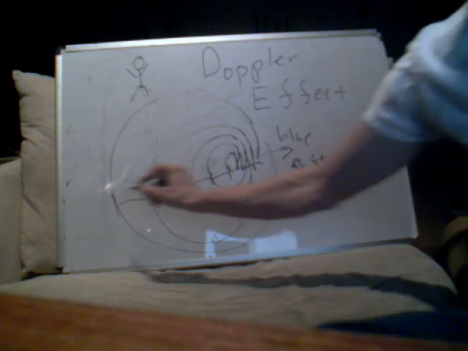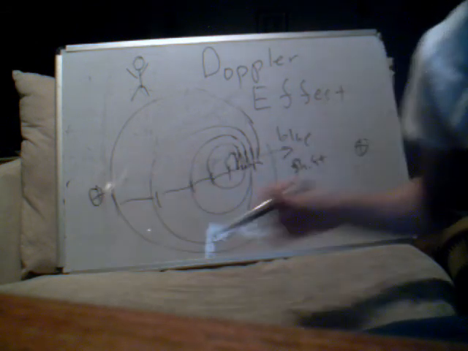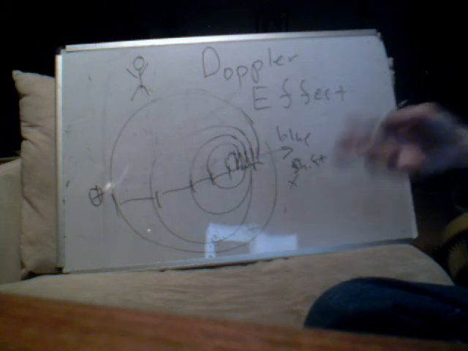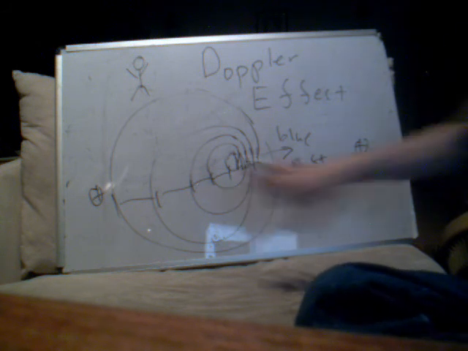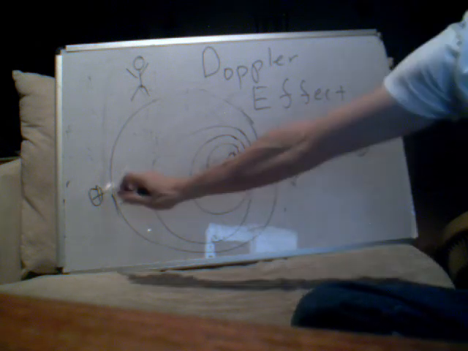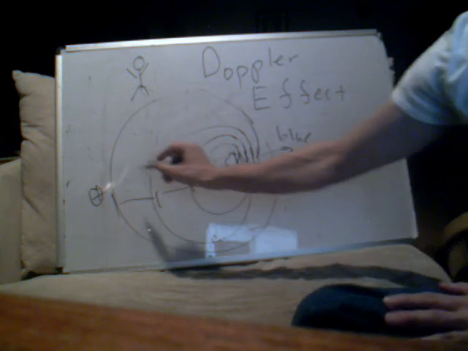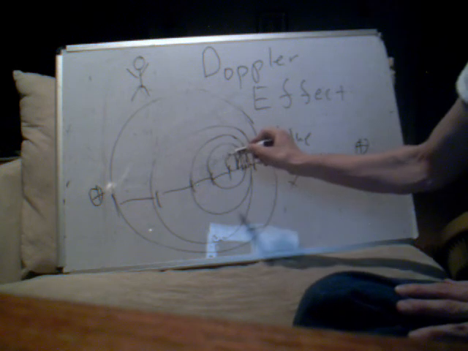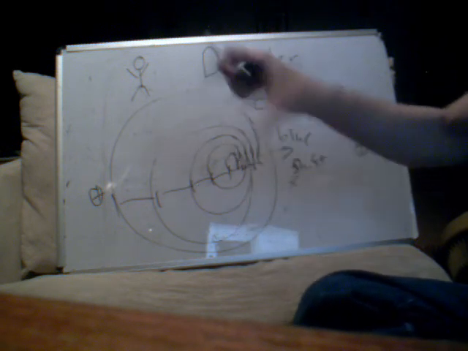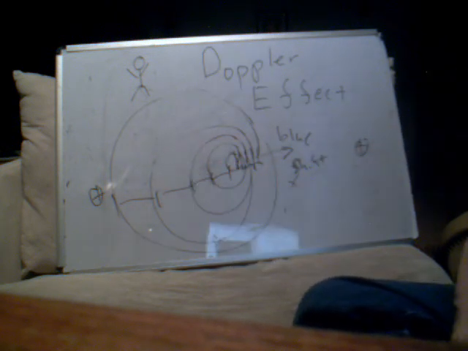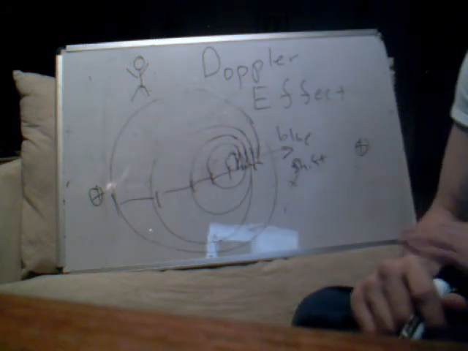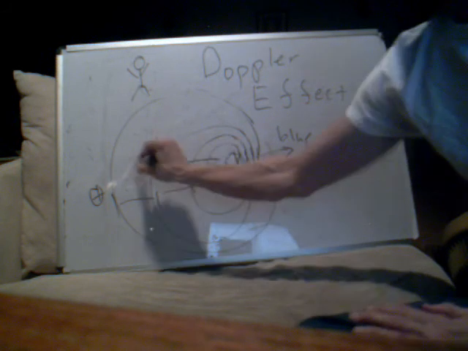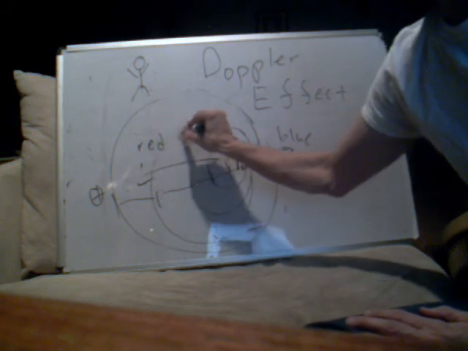Now, it's probably no surprise for you to think that we call the opposite something very similar, right? If some object is moving away from us here on the Earth, it's going to look like the wavelengths are stretched out, the frequency is lower, and the color is going to shift towards the red end of the electromagnetic spectrum. And so we call this a red shift.